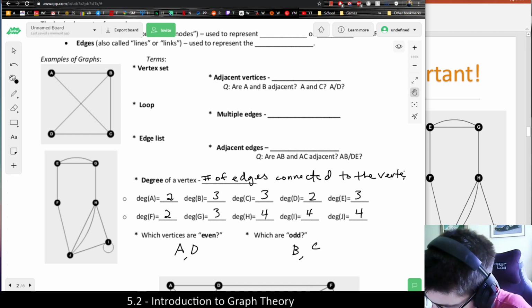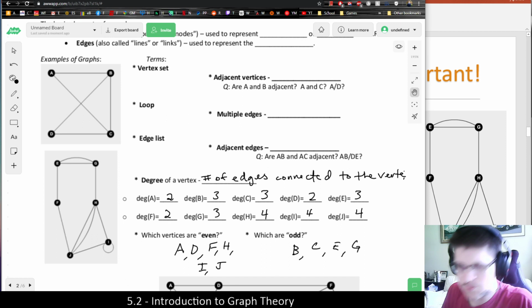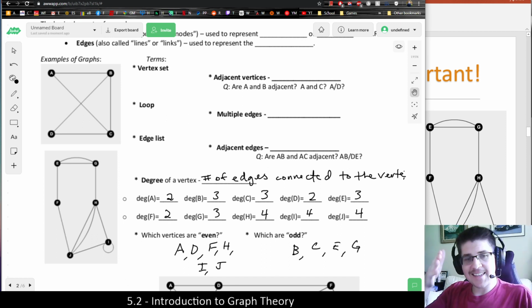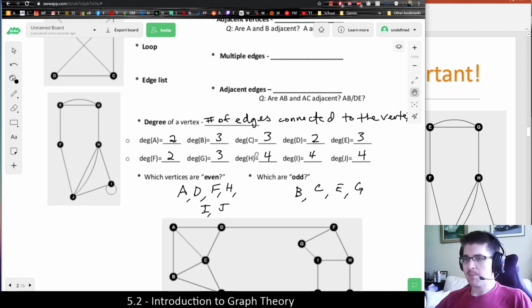So if we were to write out all the evens, we've got F is even, H, I, and J are also even, whereas odd, we had B, C, E, and G as being odd. And actually, even and odd is a super critical term, which is why I'm going into it so deeply in this chapter before we move on.